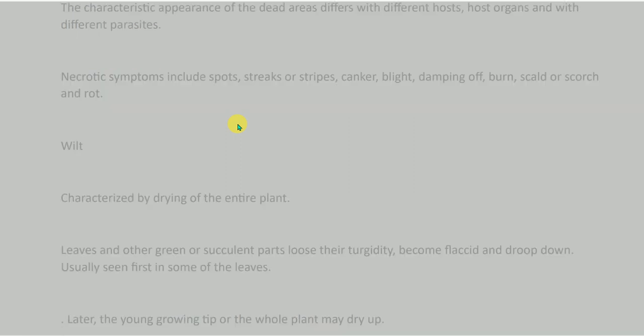The characteristic appearance of the dead areas differs with different hosts, host organs and with different parasites. Necrotic symptoms include spots, streaks or stripes, canker, blight, damping off, burn, scald or scorch and rot.